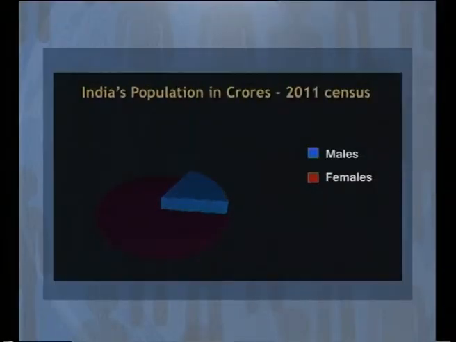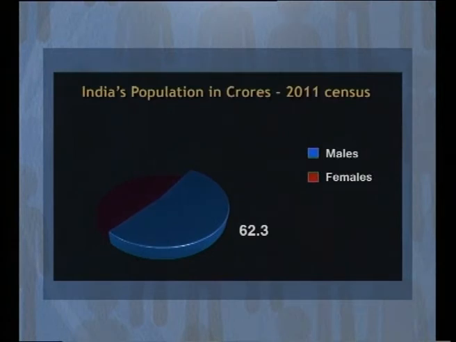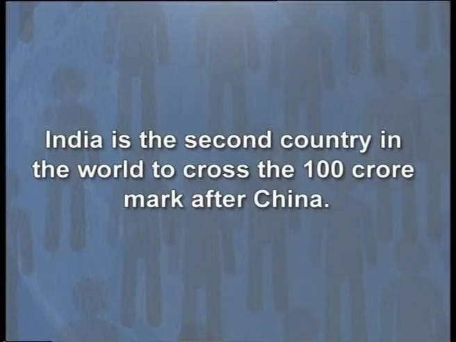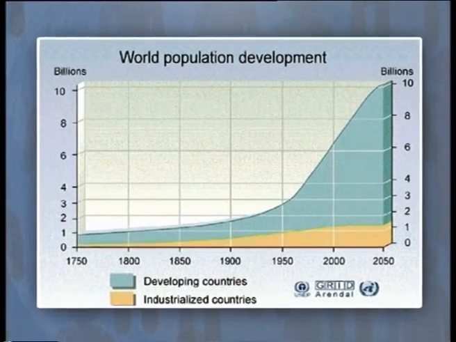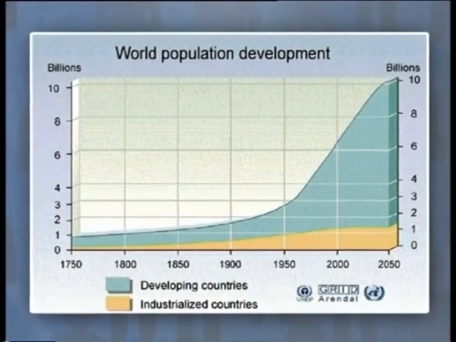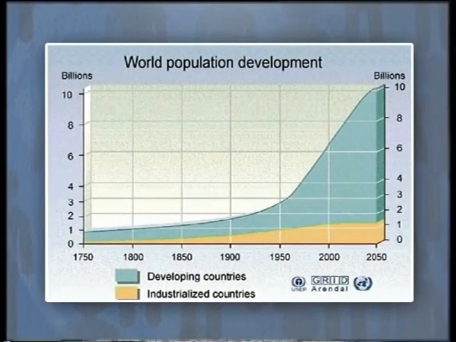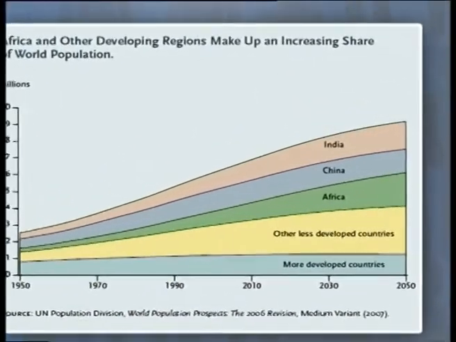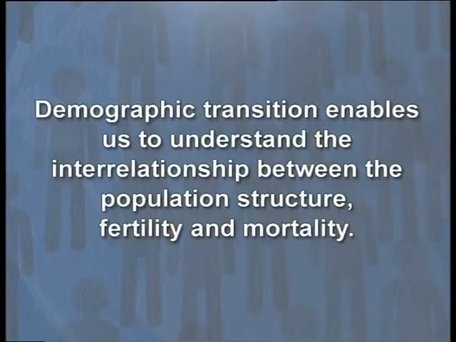According to the 2011 census, India's population on 1st March 2011 was 121 crores, comprising of 62.37 crores of male population and 58.64 crore female population. Thus, India is the 2nd country in the world to cross the 100 crore mark after China. Demographic transition sheds light on the current rapid population growth, especially in developing countries. Basically, it enabled us to understand the interrelationship between the population structure, fertility and mortality.